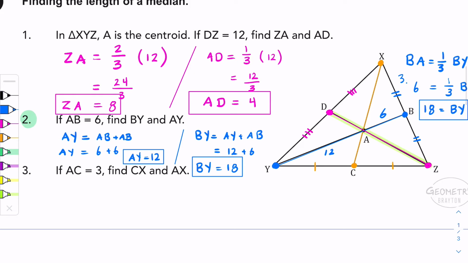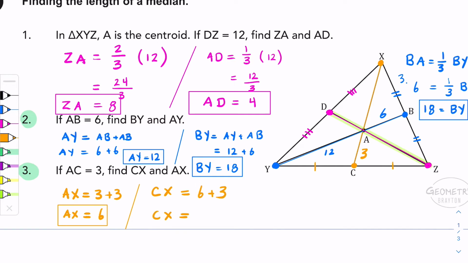And lastly, number 3. Number 3 states that if AC is equal to 3, then we need to find CX and AX. So this is stating that AC, this shorter length here, is 3. And we're going to go about this the same way. At this point, I think you can figure some of them out in your head. So I know that AX is going to be equal to 3 plus 3. Therefore, AX is equal to 6. I know that CX is the total length, so CX is the same thing as if we added up 6 plus 3, and we know that CX is equal to 9.